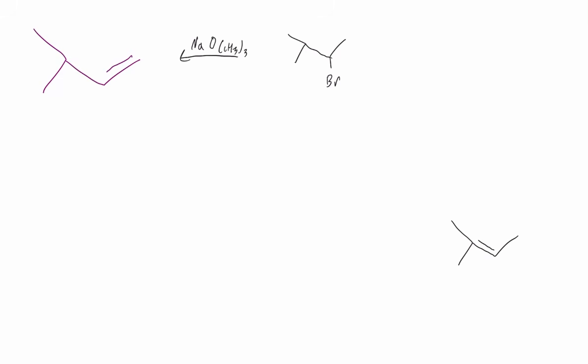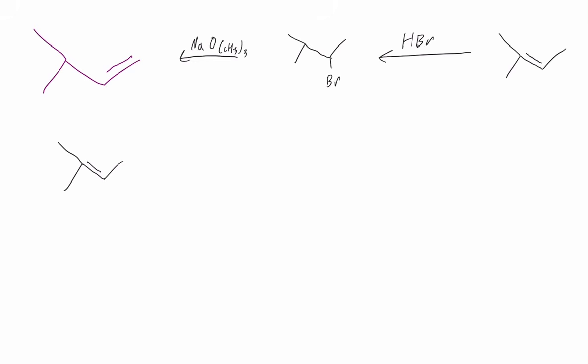But back to the problem at hand, we now have this intermediate, and we need to end up, or at least come from, this starting material. So we have to think, how do we get an alkyl halide from an alkene? We know we can do that with an addition reaction. However, we need something else.